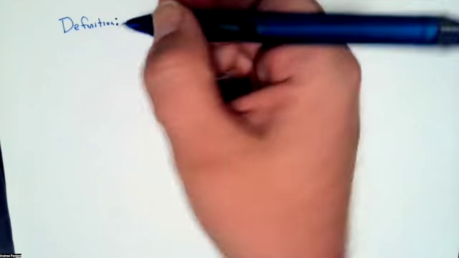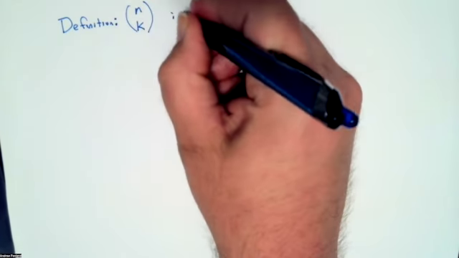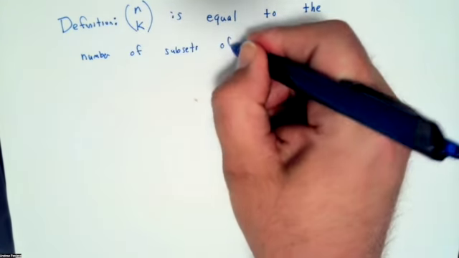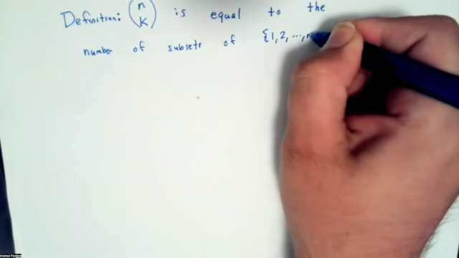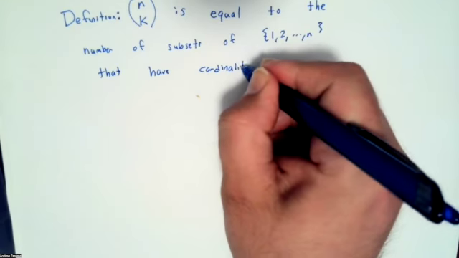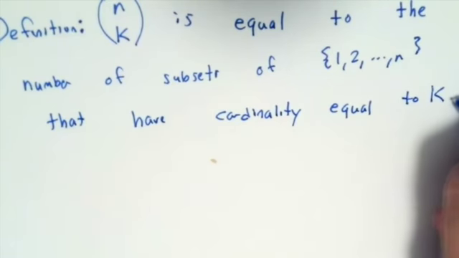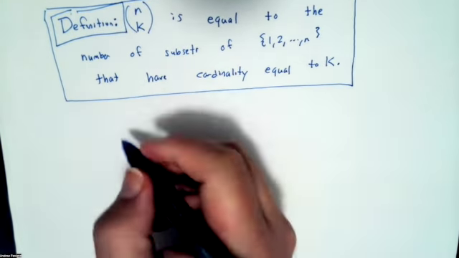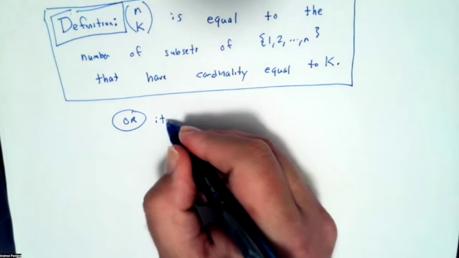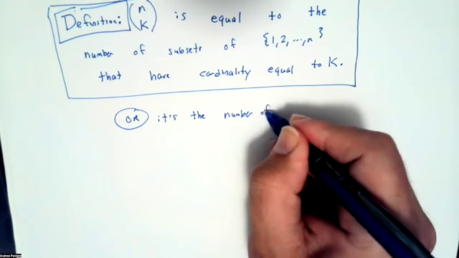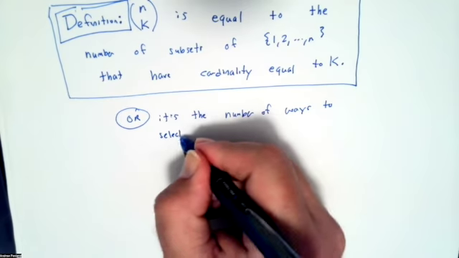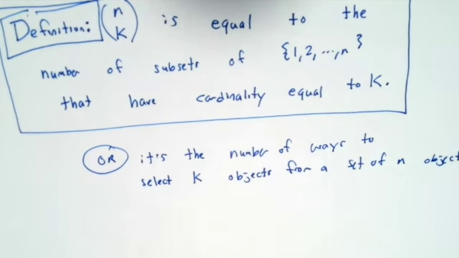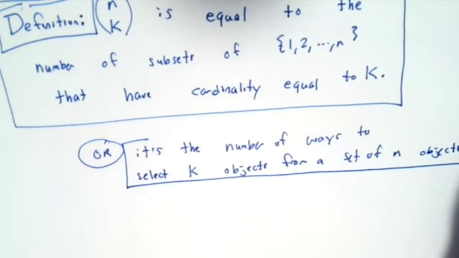The definition we're going to work with here is n choose k is equal to the number of subsets of the set 1, 2, up to n that have cardinality equal to k. Equivalently, another way you could phrase this definition is the number of ways to select k objects from a set of n objects. We're assuming that when we select them, we have to pull them out and you can't reuse any of the objects for multiple spots.